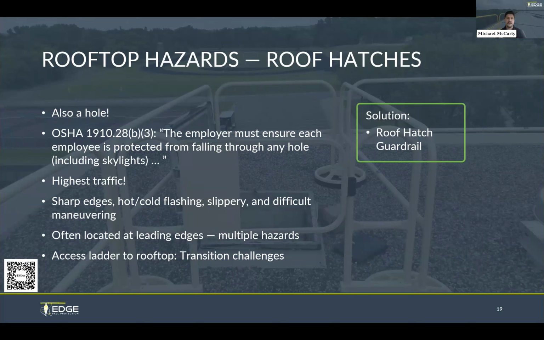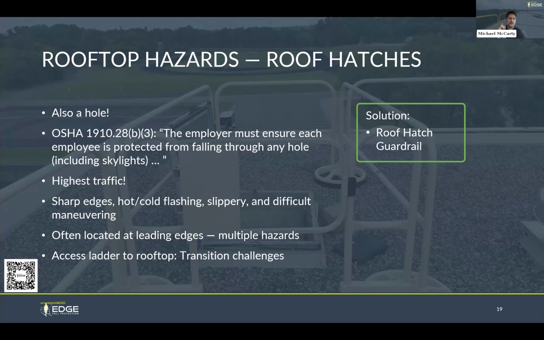These are the highest traffic. So ladders going up to the roof, ladders changing elevations. That's where people are accessing the roof. This is where accidents are going to happen most often. So if you have a priority on your rooftop, it's get a roof hatch guardrail around that roof hatch. We have a ton of different sizes depending on what you need, but really important.